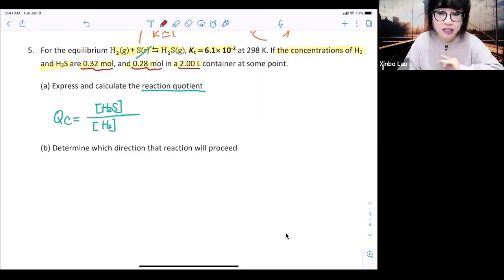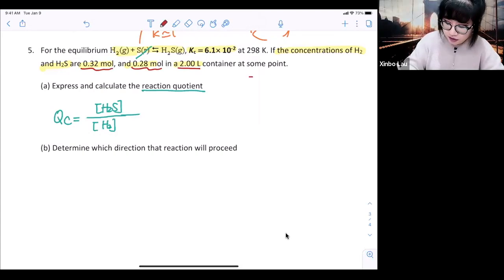You have to do a calculation. Otherwise, you never get to the correct answer. So you are using molarity. If that's not given directly, you have to calculate for it. So therefore, the concentration for H2S and H2 should be what?